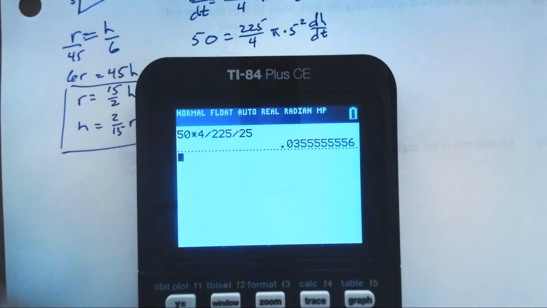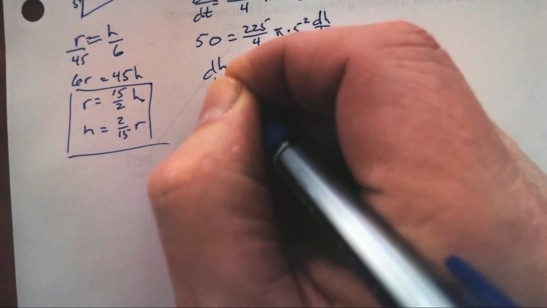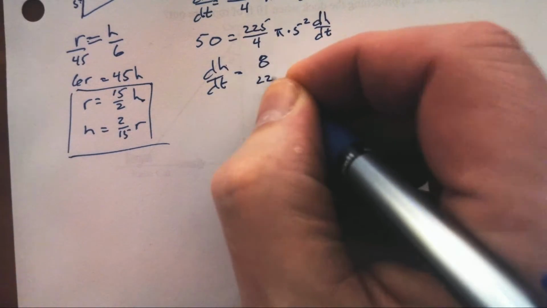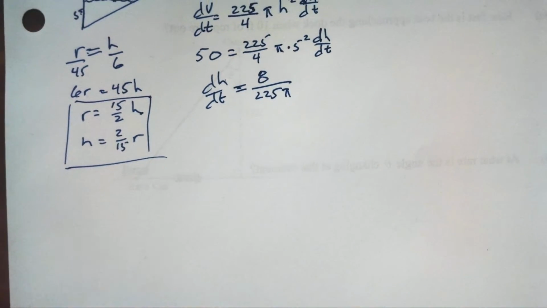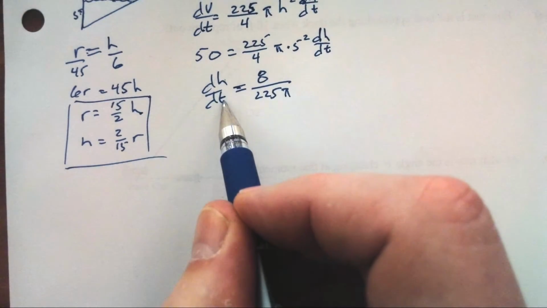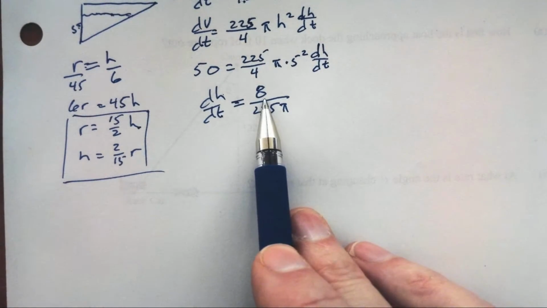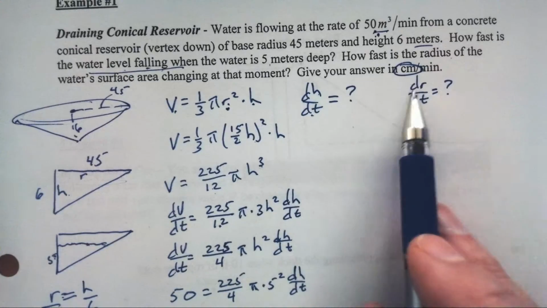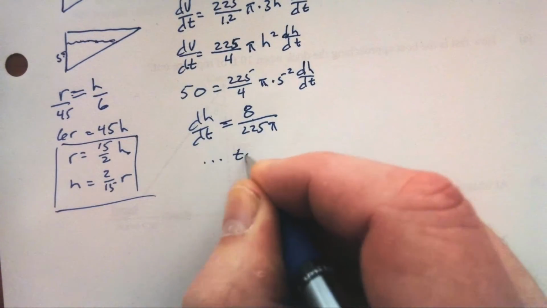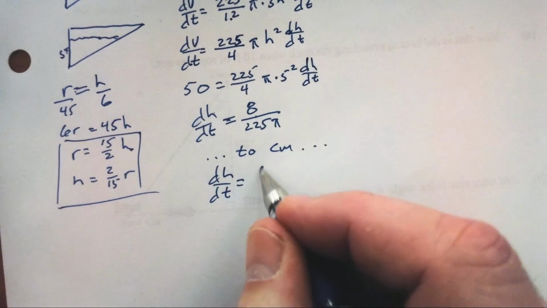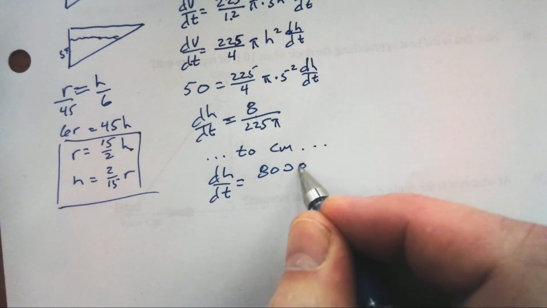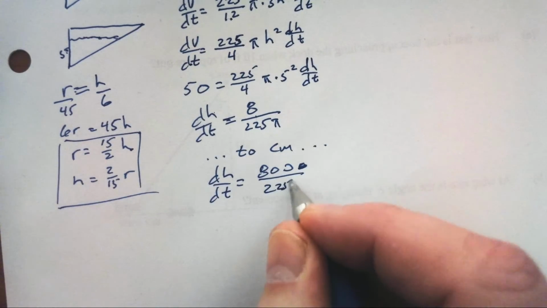And I get math fraction. I'd rather not have a rounded answer. 8 on 225. So I get dh/dt equals 8 on 225, but also on pi. So we're dealing with exact answers now. Now, that is dh/dt, but that would be in units meters per minute. And we're supposed to go centimeters. So if I convert this to centimeters, I get dh/dt equals 800, not 8,000, 800 on 225 pi.